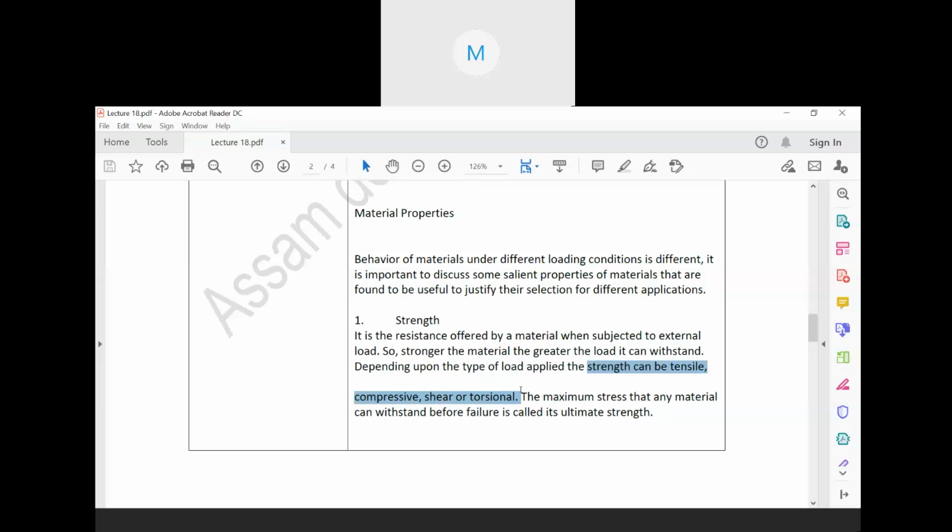Shear you all know. Shear means, suppose the bottom portion is fixed. I showed you using a book. That is known as the shear. What is torsional actually? Do you know what torsion is? Do you have any idea what torsion is? No? So what is actually torsion?